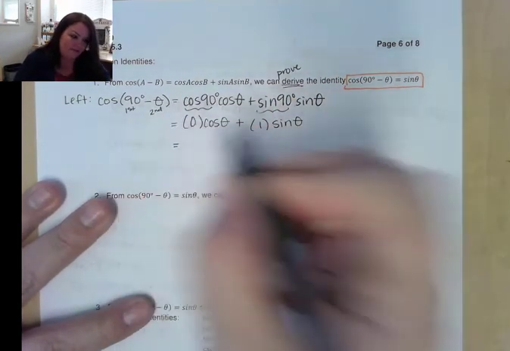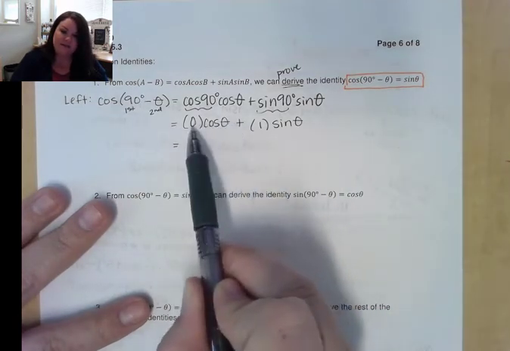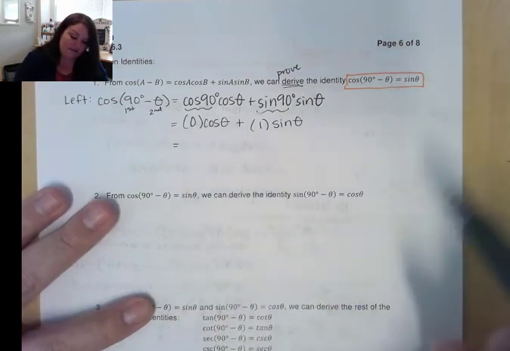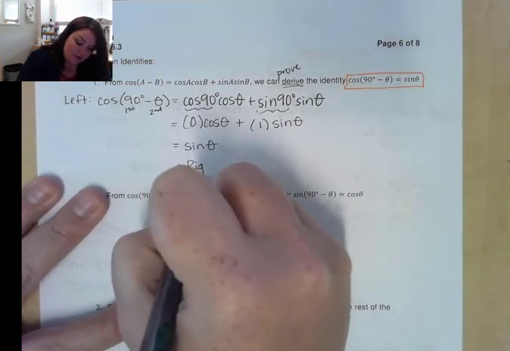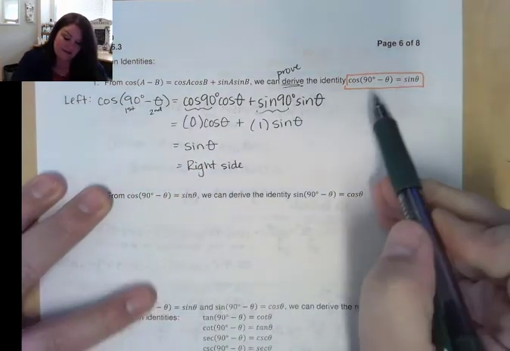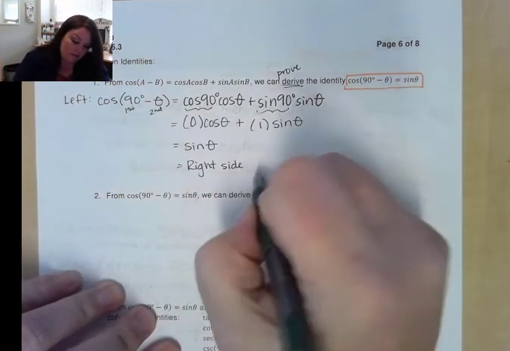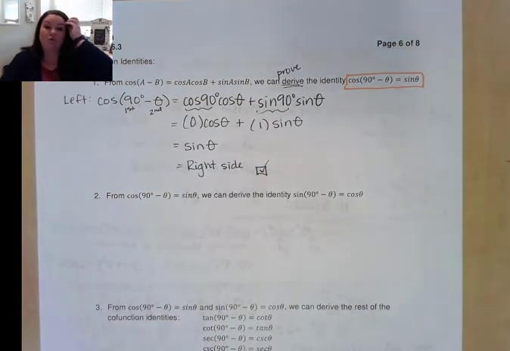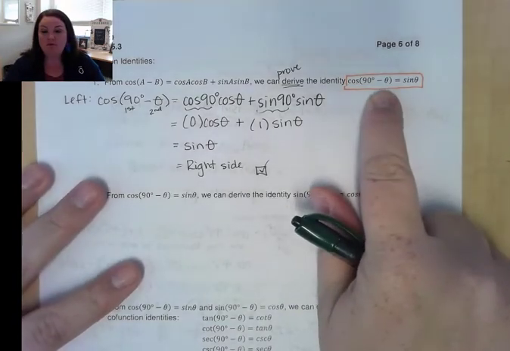So if I keep simplifying, 0 times cosine theta just cancels out, right? Because 0 times anything is 0. And here 1 times sine theta gives me sine theta, which is exactly what I was trying to prove, right? That cosine of 90 minus theta is equal to sine theta. So we have proved it, or derived it, or verified it. These are all words meaning we're trying to show that one side equals the other. Okay? All right. So that is one of our cofunction identities.